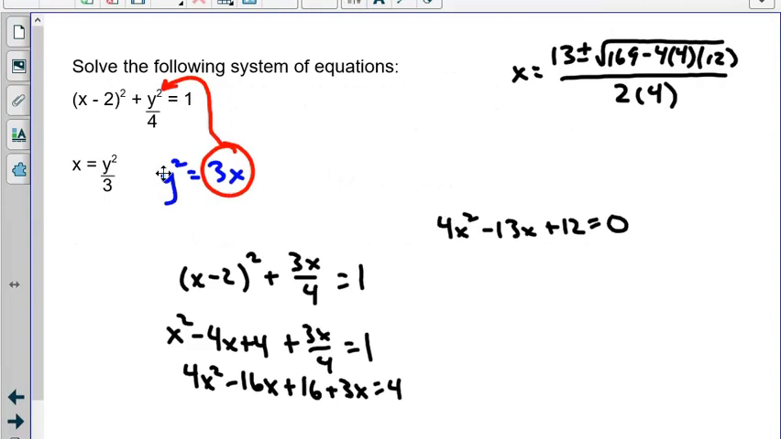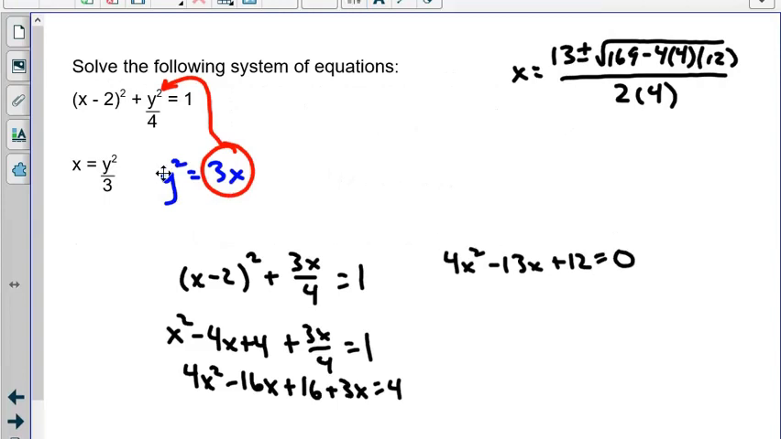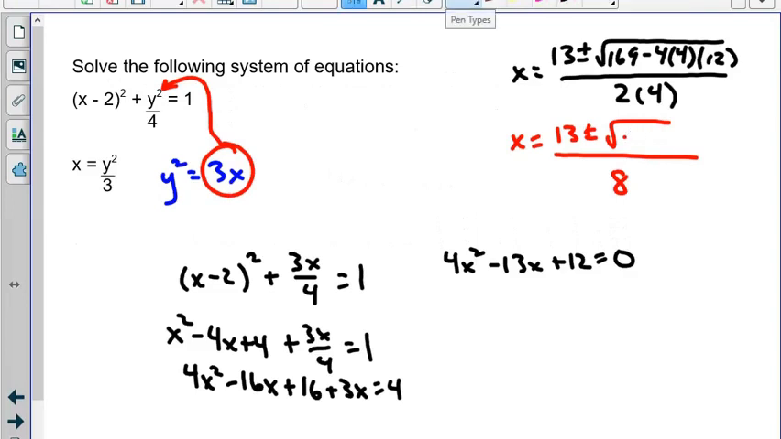Now, when we do this, we end up with x equals 13 plus or minus the square root of negative 23 over 8. That clearly would be an imaginary answer, so therefore there would be no solutions on the coordinate plane for these two equations.